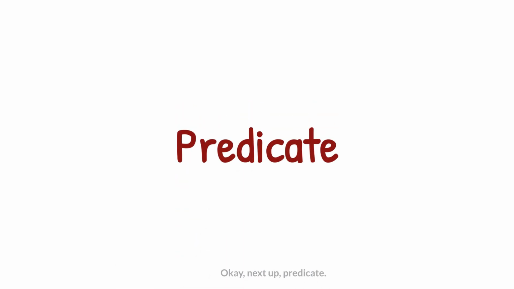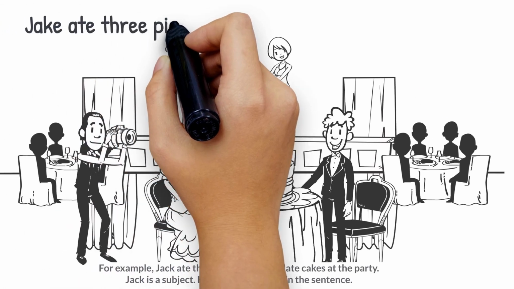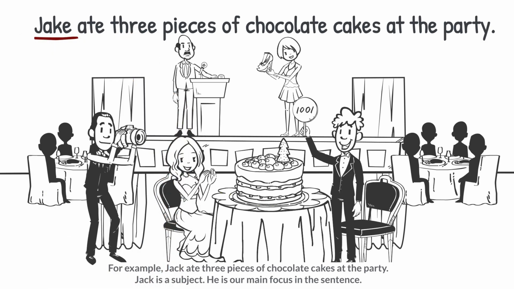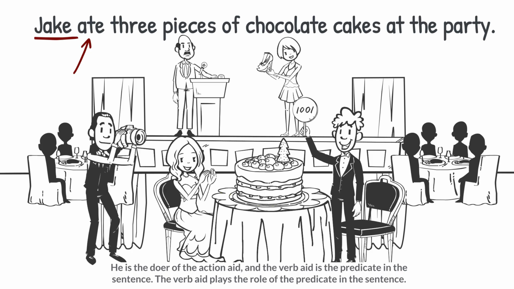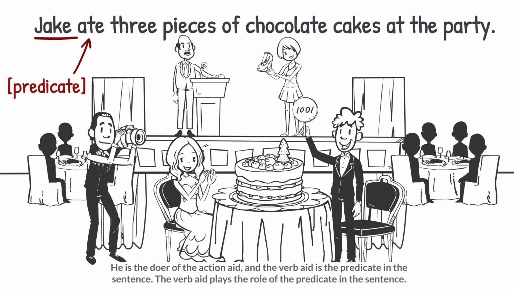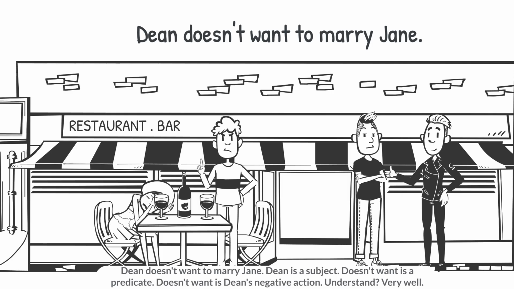Okay, next up, predicate. Predicate is the action that this subject is doing. For example, Jack ate 3 pieces of chocolate cake at the party. Jack is a subject. He is our main focus in the sentence. He is the doer of the action ate, and the verb ate is the predicate in the sentence. Dean doesn't want to marry Jane. Dean is a subject. Doesn't want is a predicate. Doesn't want is Dean's negative action. Understand? Very well. Let's move on to the next one, object.